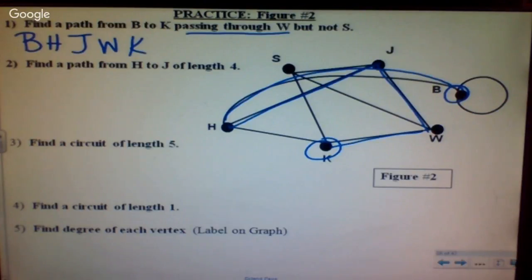So a loop counts as two, right? So it'd be B, B. Yeah, if you left E and went around the loop, it would be B. Find the degree of each. For degrees, it's gotta be like this to this, but those together.